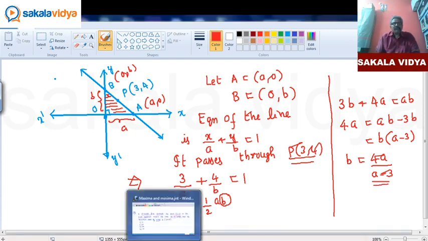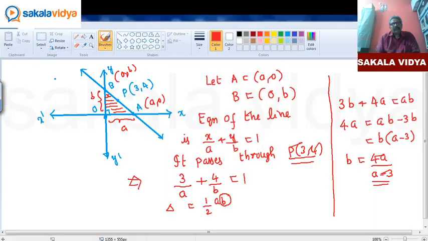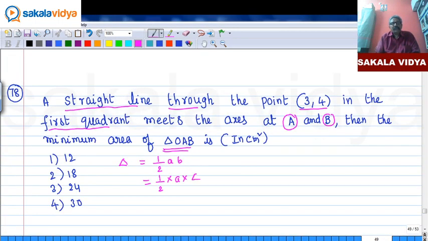So let us come here now. We have delta equal to half of A multiplied by B. What is the value of B? B equals 4A by A minus 3. So this we can write as half into 4A square by A minus 3, that is 2A square by A minus 3. Suppose let us say this is S, no problem.